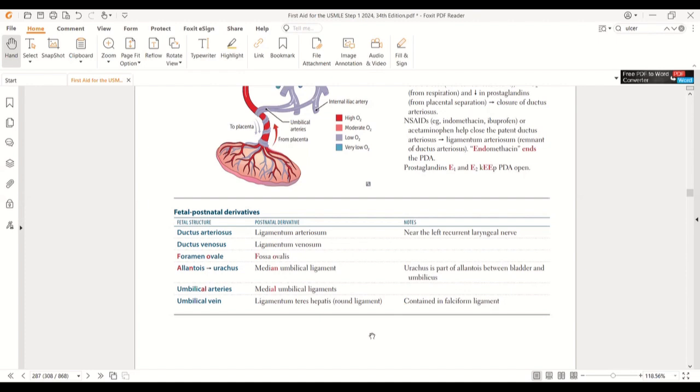Okay, so the medial umbilical ligament is the derivative of the umbilical artery, and the umbilical vein also. Do not confuse these things, right? The umbilical artery and umbilical vein are derived from the allantois, and these are the postnatal derivatives.